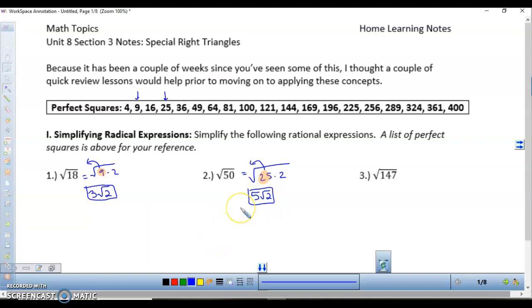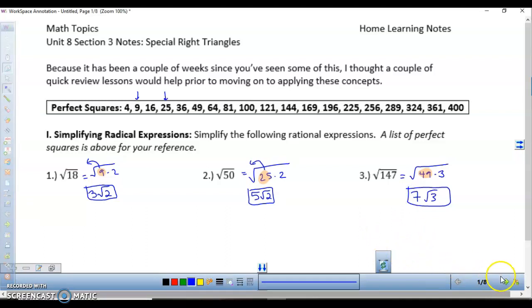All right, this last one, 147. You guys, this number is a little harder to know all the factors of. It's a bigger number, and it's not used frequently. So what you do is you take your calculator and start dividing by some of these perfect square factors until you find one that works. In doing so, I find that 147 is the same thing as 49 times 3. Now I can take the square root of 49, which comes out and becomes a 7, and a 3 is left inside. So, as you probably recall, that's how you simplify radicals.